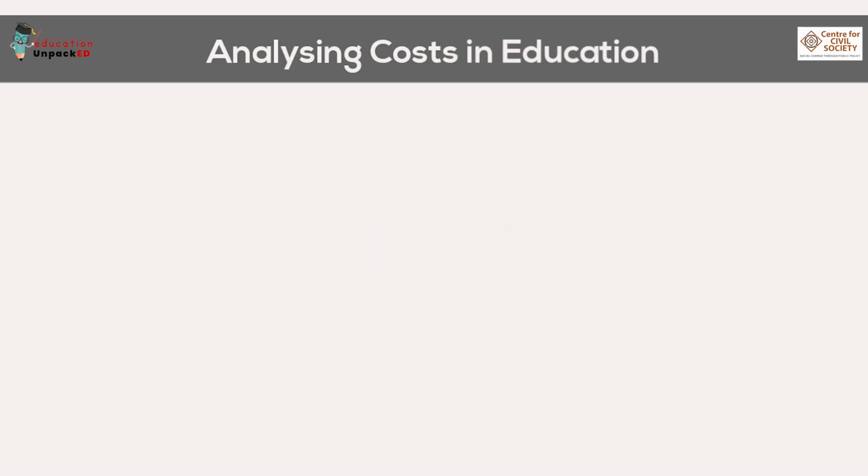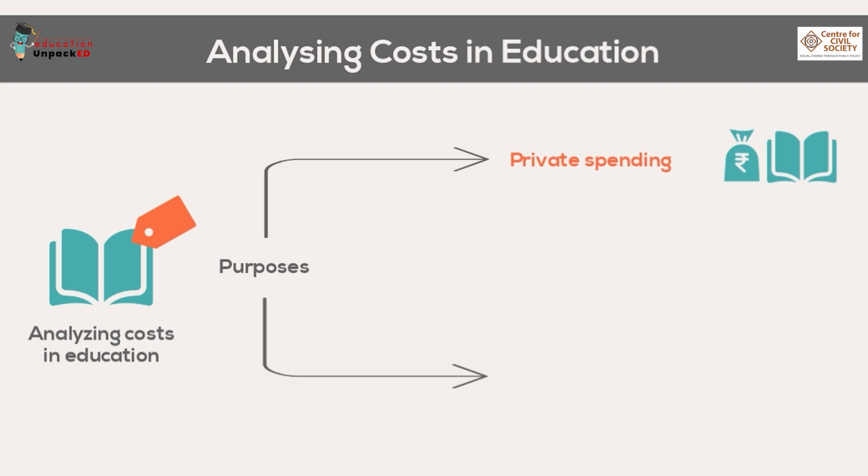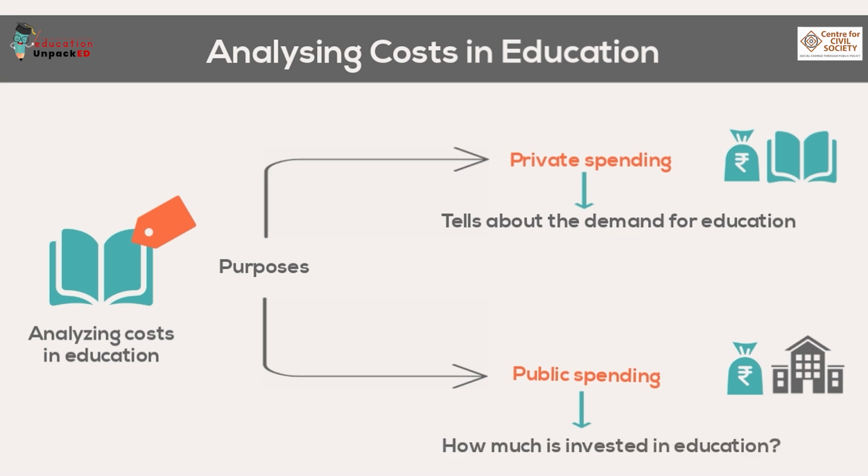For instance, analyzing costs in education can serve different purposes. Private spending or household expenditure on education tells us the demand for education. Looking at public spending, on the other hand, can help us get a sense of how much is being invested in education.